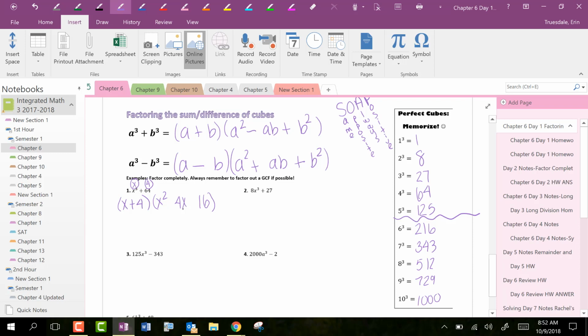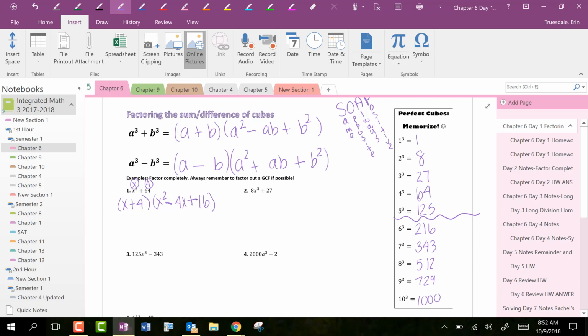Same sign was right here. Opposite sign, so what should go here? Minus, and then always positive, and it's factored. So the nice thing is, once you know it, it's like one step. You rarely, if ever, go further with a perfect cube situation, because this part almost never factors further.